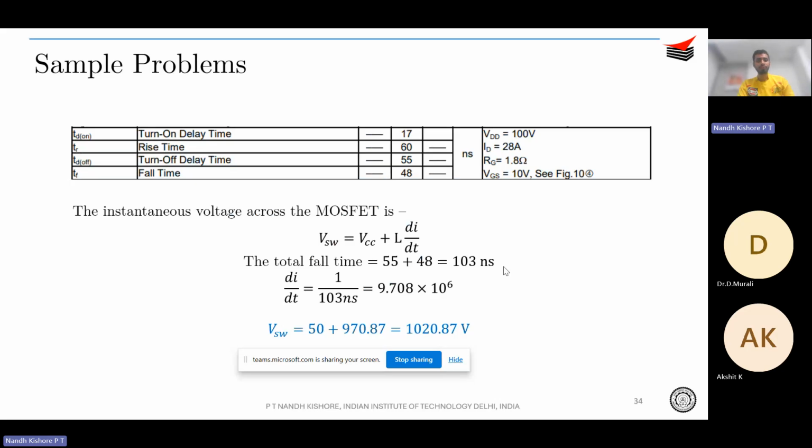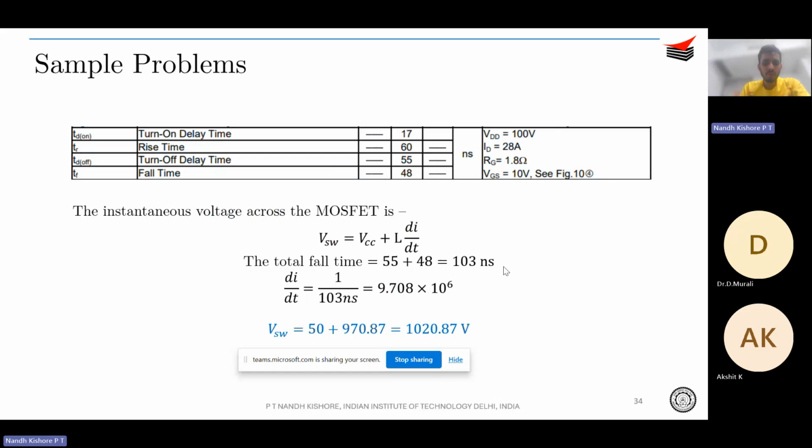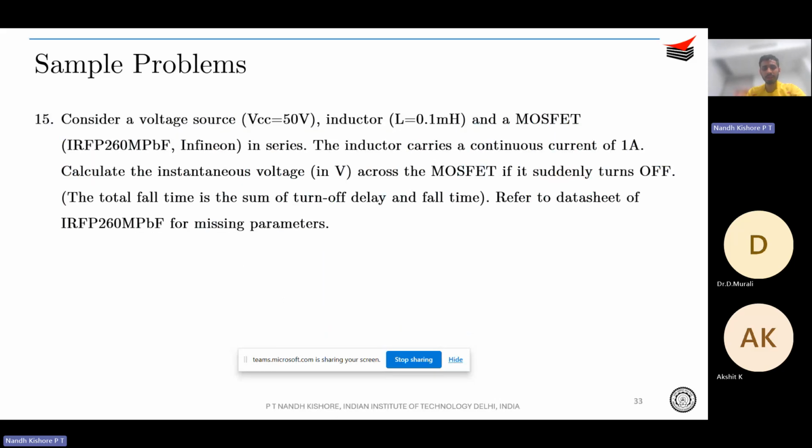So first we go to the MOSFET datasheet. There you will find information on the turn on delay time, rise time, turn off delay time, and the fall time. So what would be the voltage across the MOSFET?